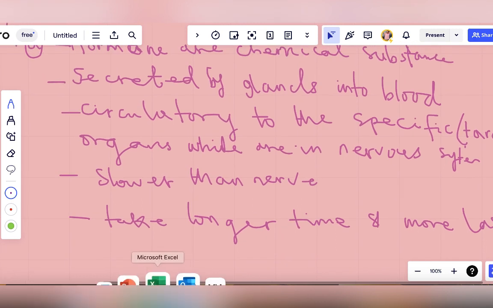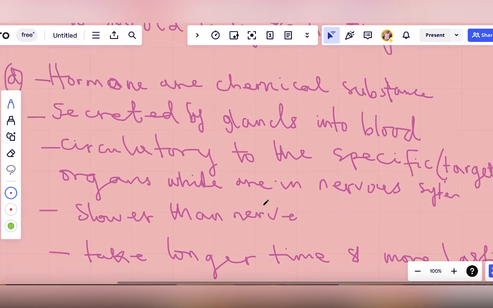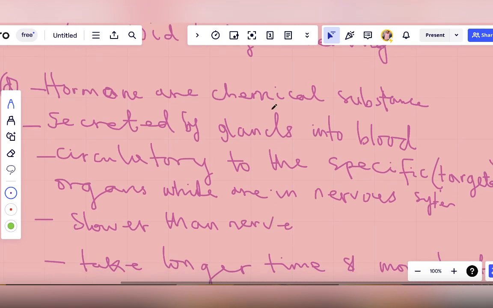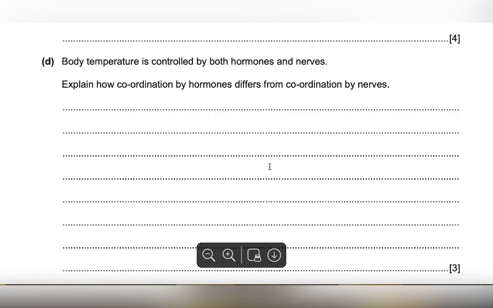Okay, so these are the points you need to write in order to get your marks for this question. So I think we will be stopping part 2 today. Part 3, we will be taking question 5 and 6.